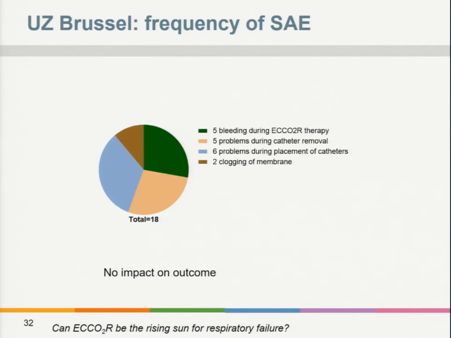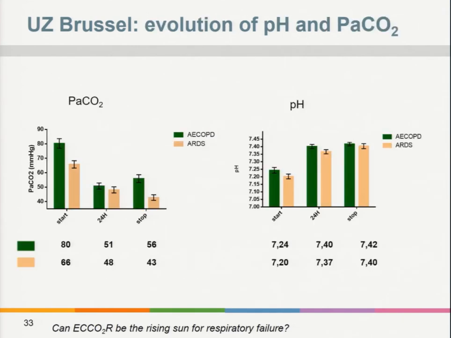The frequency of complications is shown in here. We had 5 bleedings and problems with catheter placements. But all these adverse events didn't have any impact on the outcome. I have to mention that all of these adverse events happened in patients with high BMI. And of course, with ECCO, the evolution of pH and PaCO2 corrected in both groups.